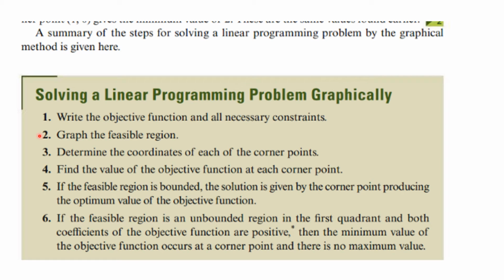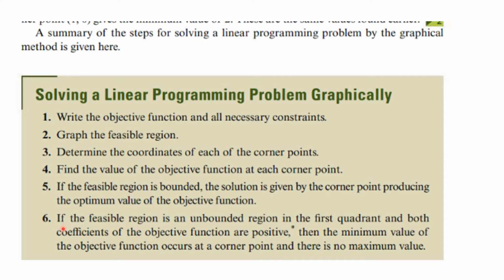Then we graph the feasible region. Then we determine the coordinates of each of the corner points. Then we find the value of the objective function at each corner point, because we know the max or the min has to occur at the corner points. Now if the feasible region is bounded, the solution is always given by the corner point producing the optimum, max, or minimum value of the objective function.